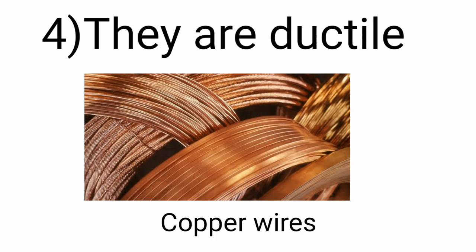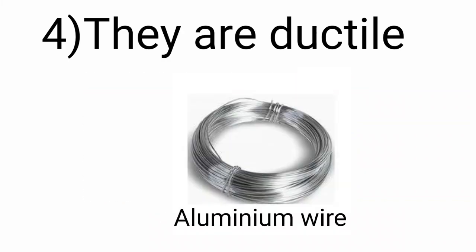Number 4 property is that they are ductile. Ductile means that metals can be made into wires also. They can be stretched to make thin wires. See, this is copper wire. This wire is made up of copper metal. Copper is made into thin wires. Next one is the aluminium wire. Aluminium is also a metal and it is stretched and made into thin aluminium wires. So these metals are ductile and can be made into wires.